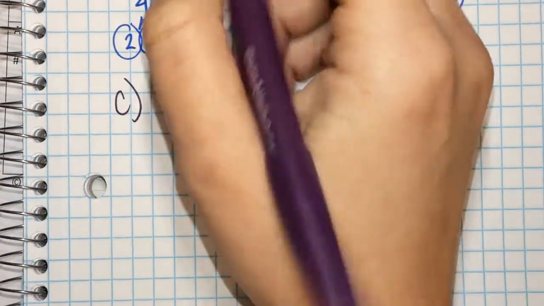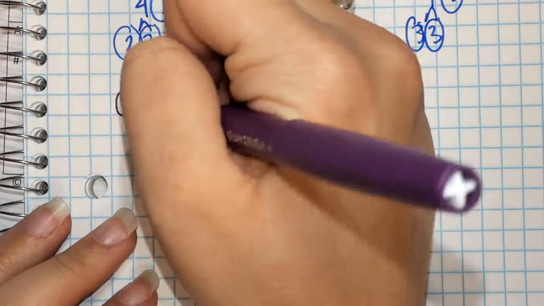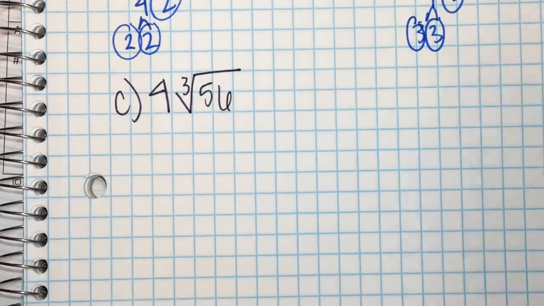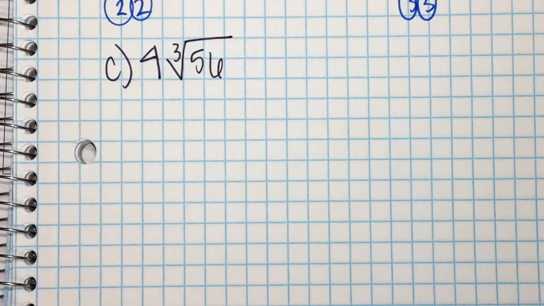C as in potato. 4 times the cubed root of 56. One day I'm going to learn that it is okay if I write smaller. This zooms in.